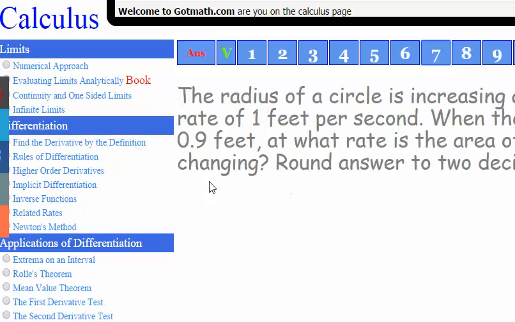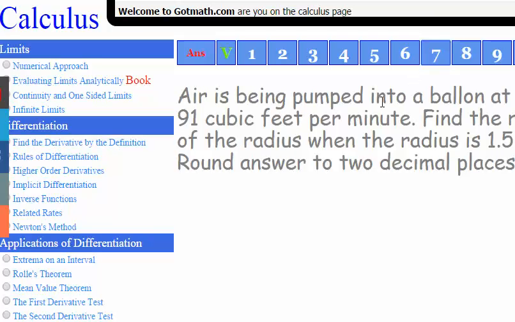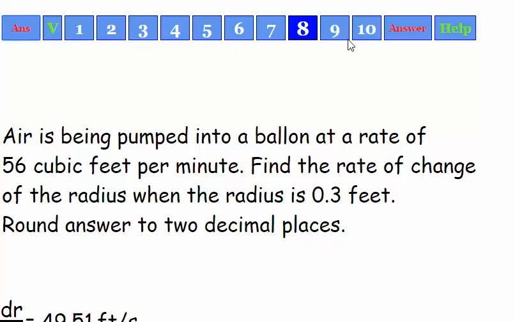We're working some calculus. We're in the related rates section, and I believe that's the button that we're doing. Air's being pumped into a balloon. Yeah, that's it right there. Okay. But we're actually going to use this guy here, but I'm going to change the numbers. We have the answer down there. We don't want to cheat.